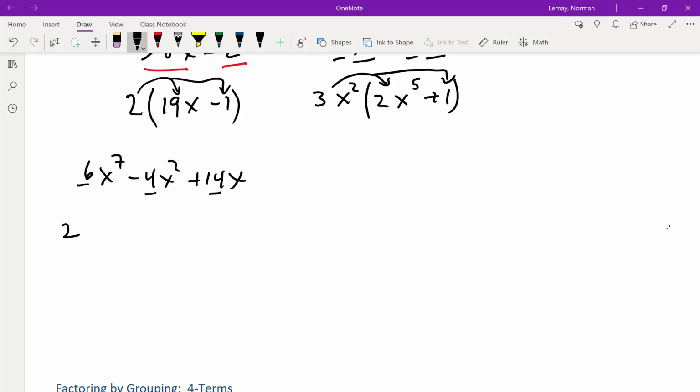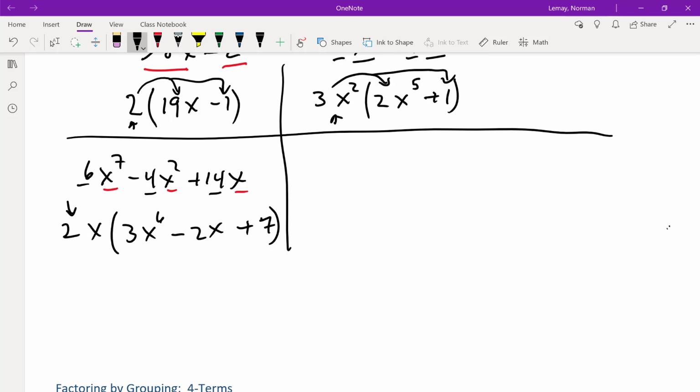And then what is the largest exponent of x that I can pull out? Here we have an x to the 7th, x squared, and an x. So the only power of x that we can pull out is just x itself. Then I'm left with 3x to the 6th minus 2x plus 7. So our greatest common factor here is the 2x. On a previous example, it was 3x squared. And on the very first example, I have the number 2.